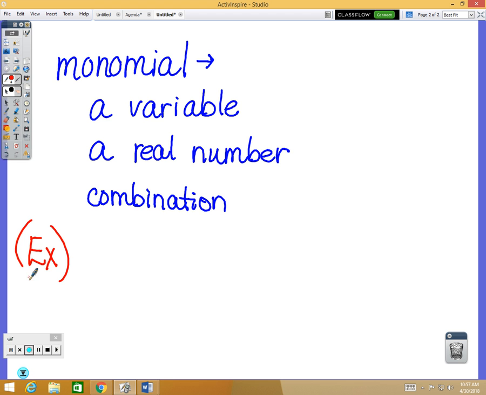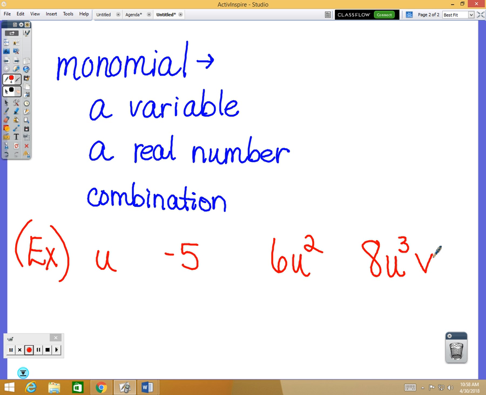For instance, we could just have u. We could just have -5. We could have 6u to the second power. We could have 8u to the third power v. All of those are examples of monomials. And we've seen these before when we looked at expressions and combined like terms, or even when we were solving equations and we had to combine like terms. Okay? And we'll be doing that again today.